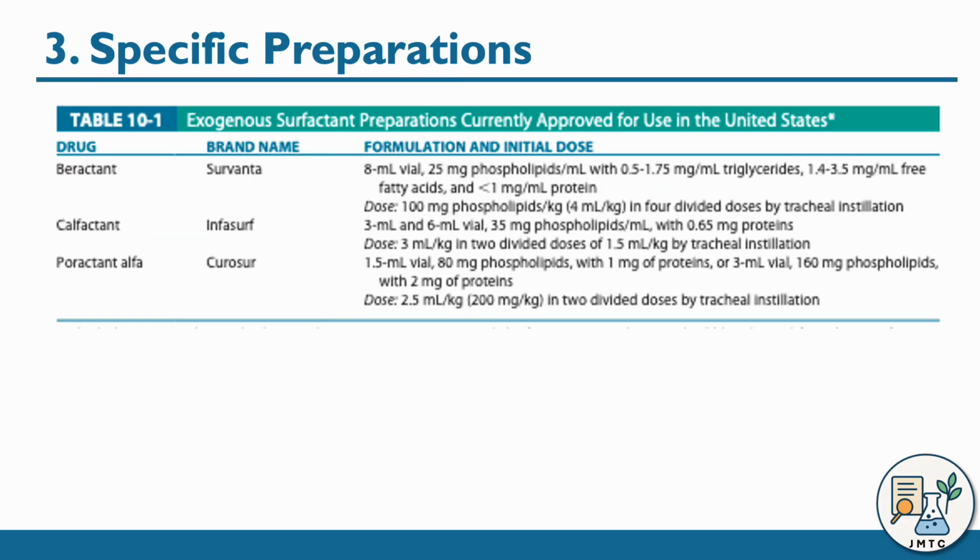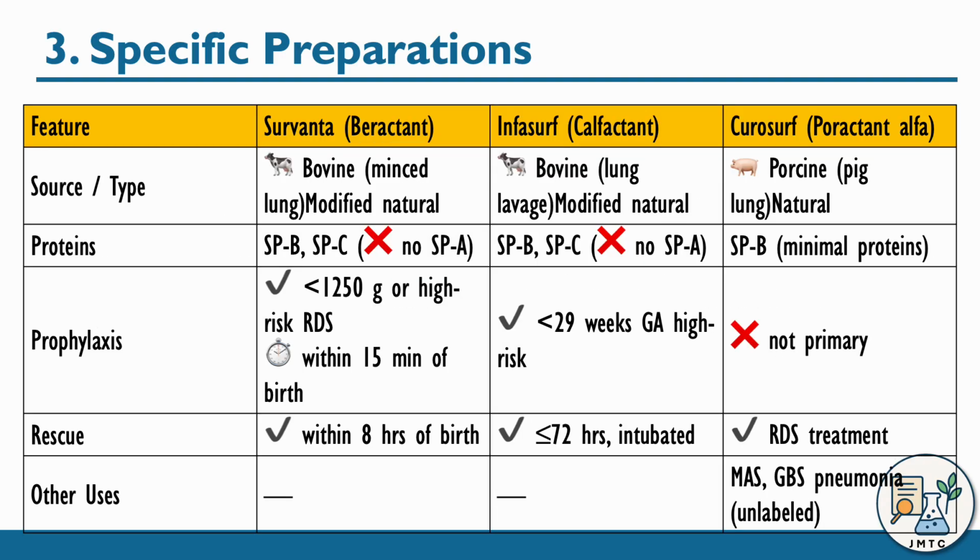Now, let's look at 3 surfactants that are in your textbook. Si beractant, calfactant, tsaka poractant alpha. I love to put everything together in one comparison table para mas madali nyo makita ang differences nitong tatlong surfactants. So, all 3 natin are used for RDS but they differ in source, protein content, timing of use, at saka clinical preference. So, we start with the source type.